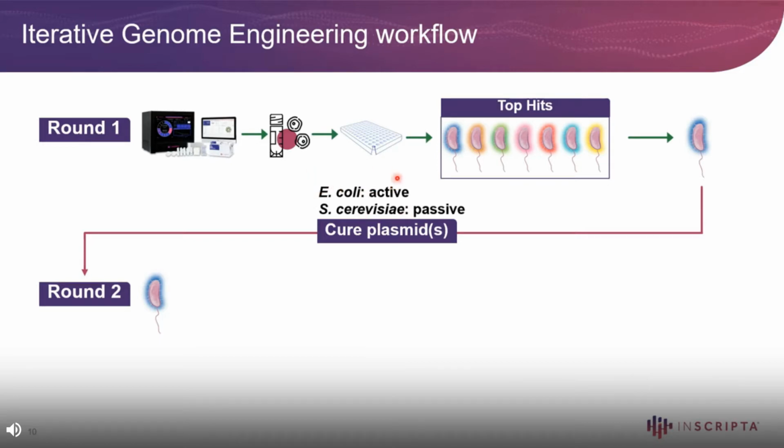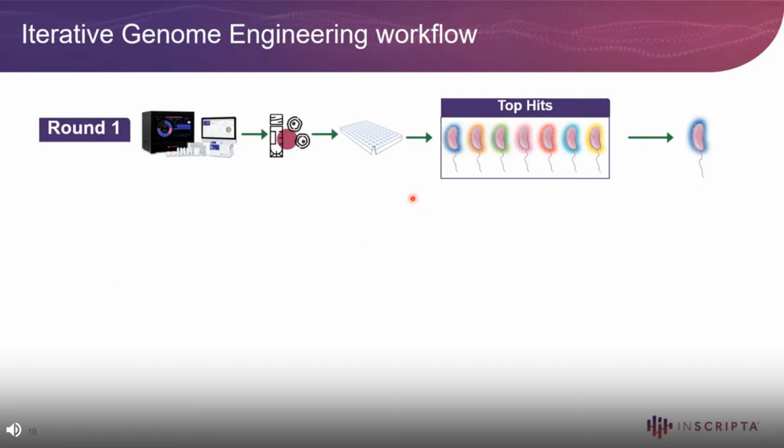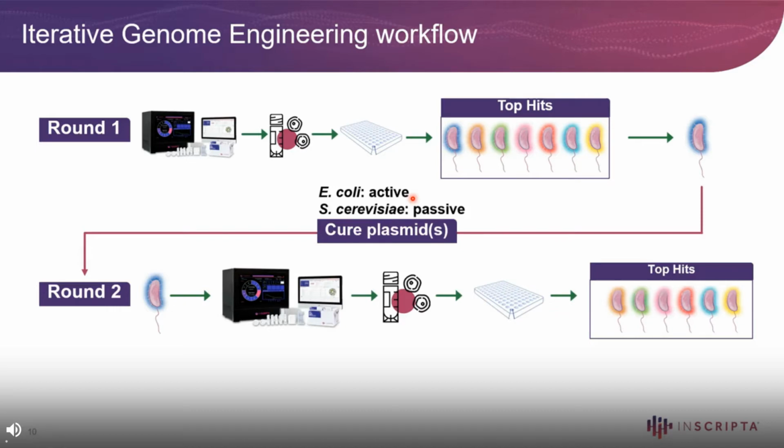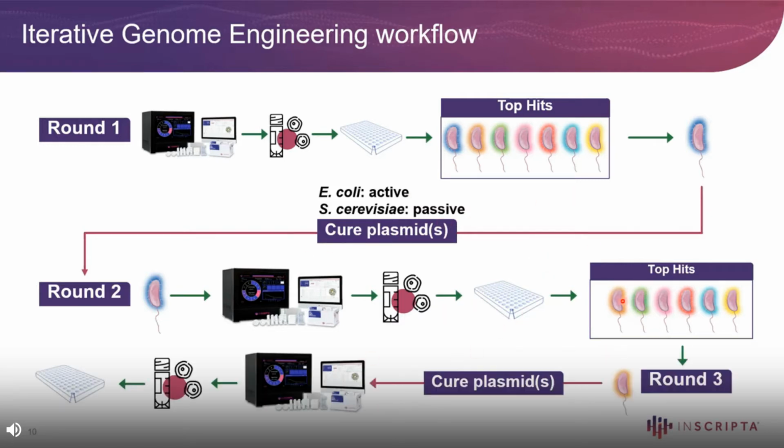For E. coli, which has 2 plasmids, it requires an active curing process, and Inscripta provides an on-instrument kit that allows you to do that curing process. For S. cerevisiae, it's a passive process. So once you've cured your plasmid, that can go immediately into round 2, where you build another library on top of that strain, basically adding a second round of edits, going through your phenotyping workflow, identify your top hits, and then go through the process again of curing the plasmids and building your library. So it's a very simple workflow in order to do this.